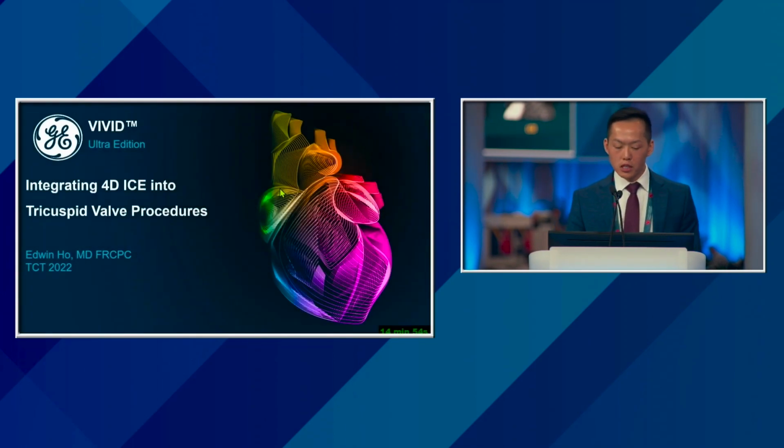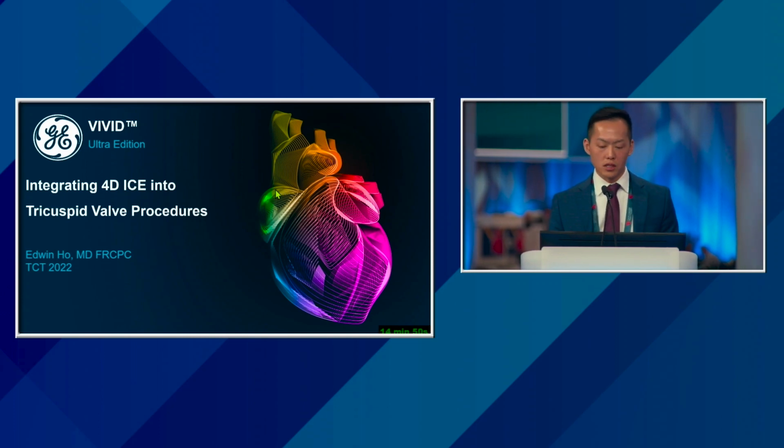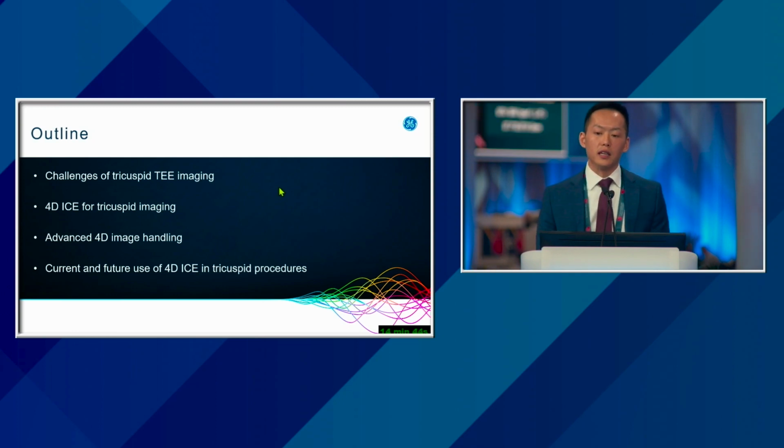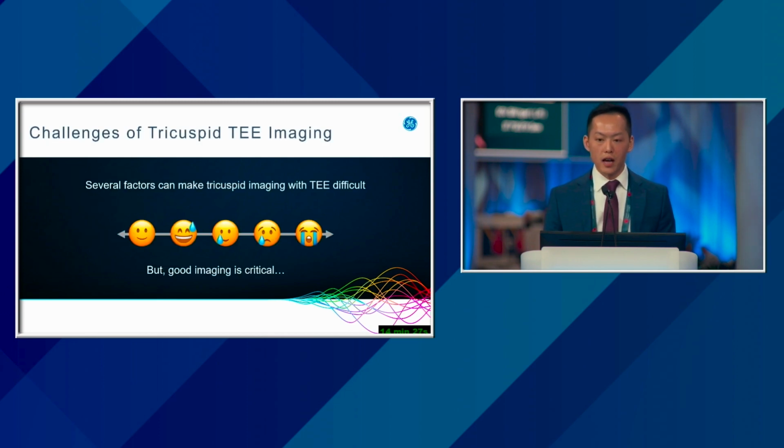So I'm going to spend the next 10 to 15 minutes talking about how we've integrated 4D ICE into tricuspid valve procedures. We'll talk a little bit about the specific challenges with TEE and then some of the advantages that 4D ICE can now really offer. We've already seen a little bit about the advanced 4D image handling, but I think that's really a big advantage, especially with the new Vision system. And then the current setup for us, and then maybe some future directions and thoughts in that end.